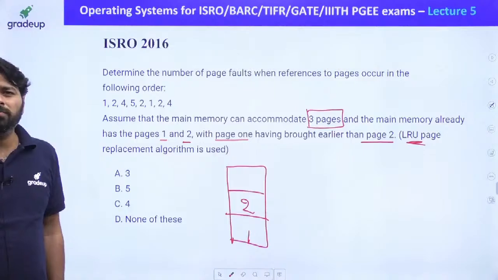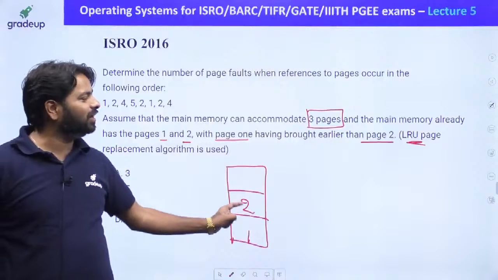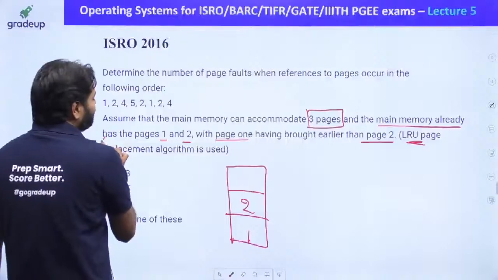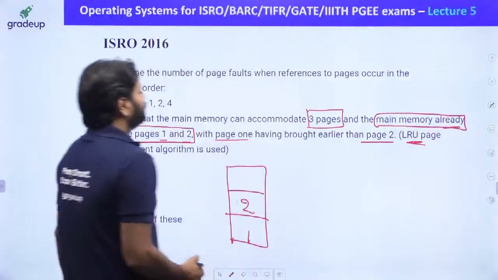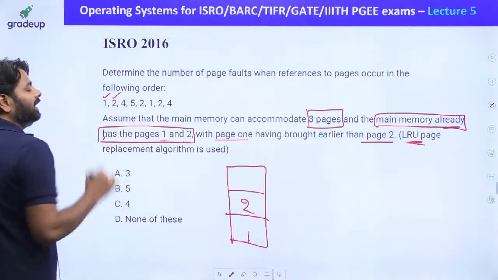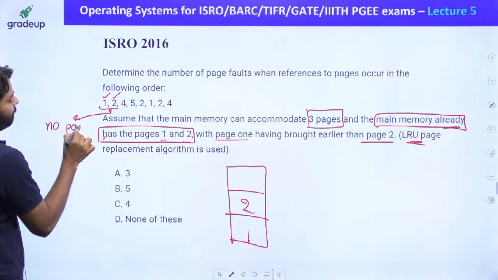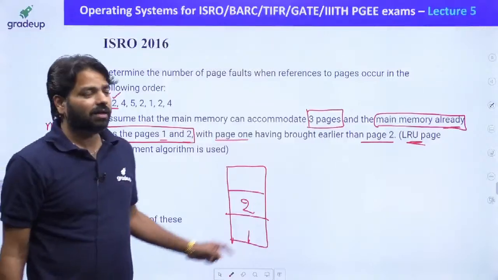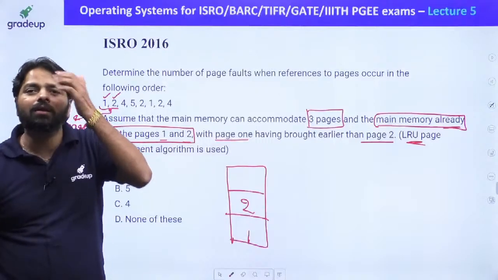Why? You got fewer or more page faults. Don't count 1, 2, because it is clearly given that main memory already has them. That is the point. This says that for 1 and 2, the page fault is not created. 1 is already there, 2 is already there. No page fault for these because they are already there. It's not an empty main memory. It's not empty frames. Among these 3 frames, there are 2 pages already available.